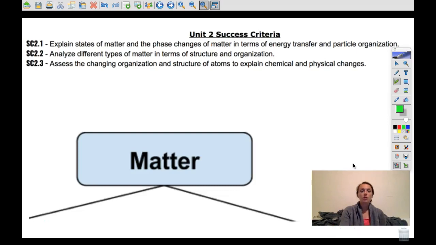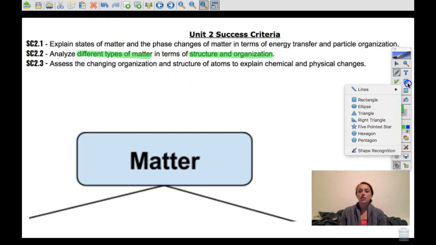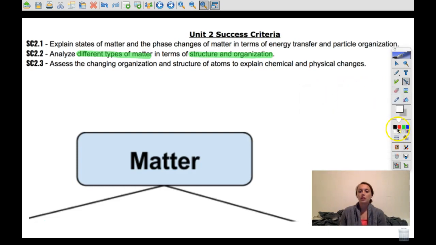In tonight's video, we're going to be focusing on the second success criteria for our matter unit, where we're going to be learning how to analyze the different types of matter in terms of structure and organization. And in this particular success criteria, there is a significant amount of vocabulary that we are going to need to remember. The first is the word matter, and we have to remember that there are 4 conditions for matter now.